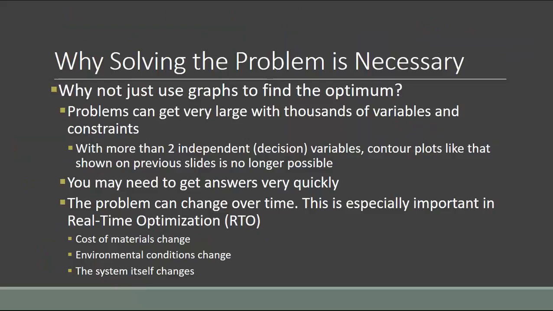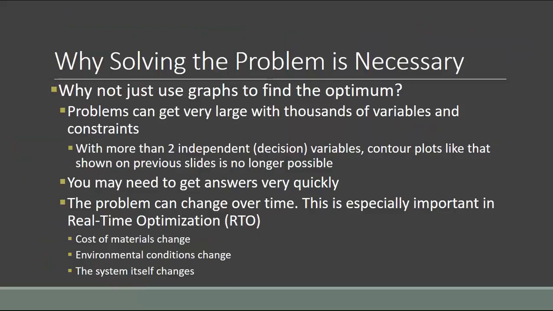Our problem has 2 dimensions, and then our objective function is plotted in the 3rd dimension. So it's easy enough to plot a 2-dimensional problem, but once you start getting bigger and bigger problems, you can't plot it anymore. So plotting really doesn't do you any good. When you have more than 2 independent or decision variables, the contour plots are no longer possible. You might need to get answers very quickly, so you might need to just solve this and have the computer doing this behind the scenes.